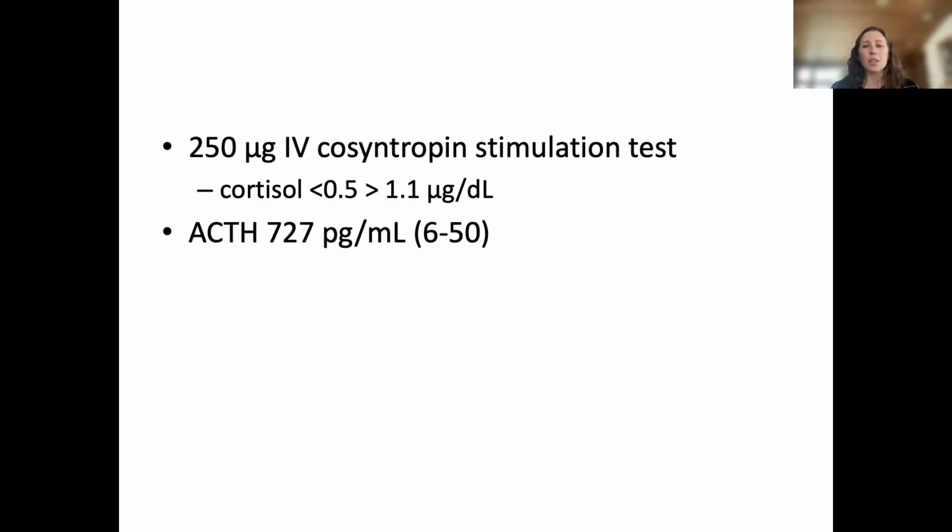So given this diagnosis of primary adrenal insufficiency, as well as her personal and family history of other autoimmune conditions, I just wanted the group to think about what other autoimmune testing you might send at this point, and feel free to put anything into the chat. Or you can speak up too.